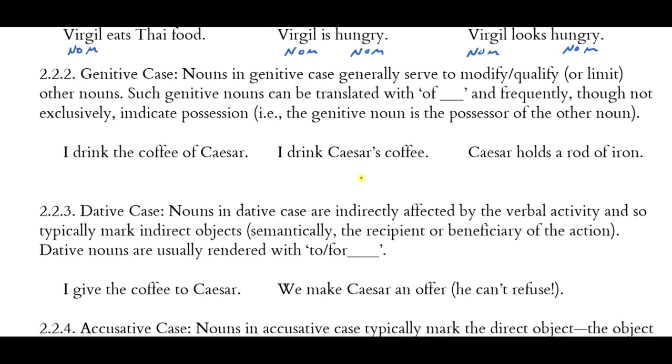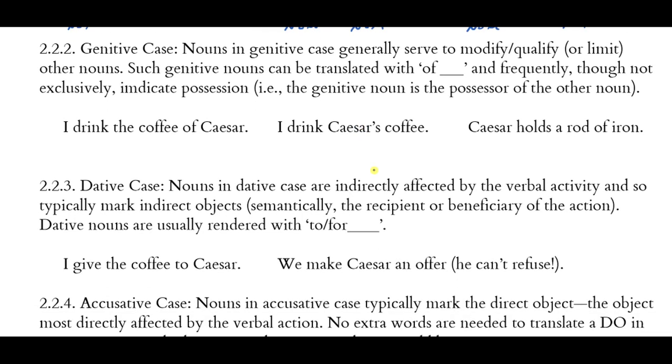Now, the second case is the genitive case. Nouns in genitive case generally serve to modify or to qualify or to limit some other noun. Such genitive nouns can be translated using the key word of, and then the meaning of the noun that's in the genitive case. Frequently, though not exclusively, they indicate possession. There is a typo, sorry about that. They indicate possession. That is, the genitive noun is the possessor of the other noun in which it's in a genitive relationship. So I have 3 examples here.